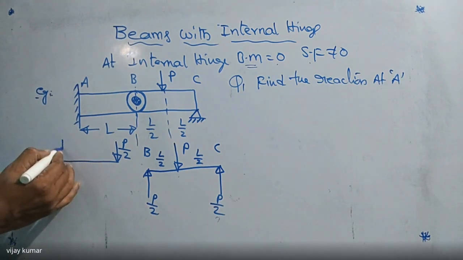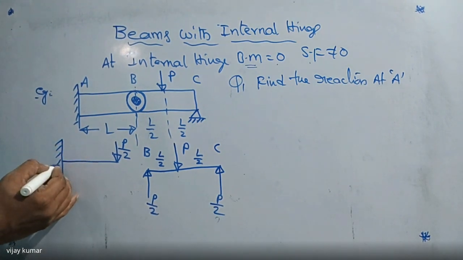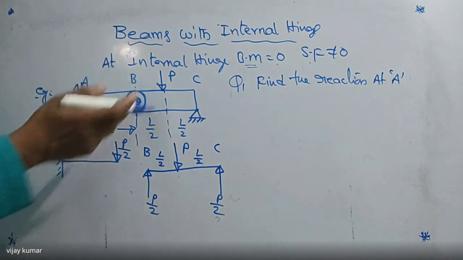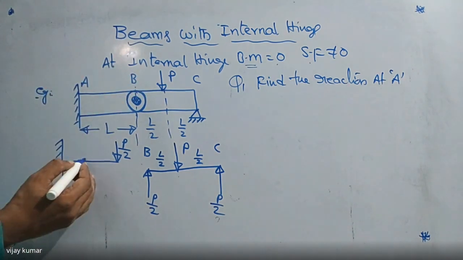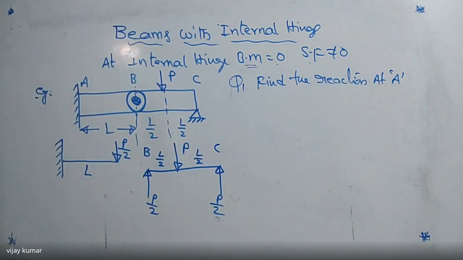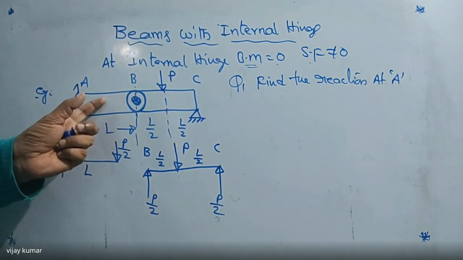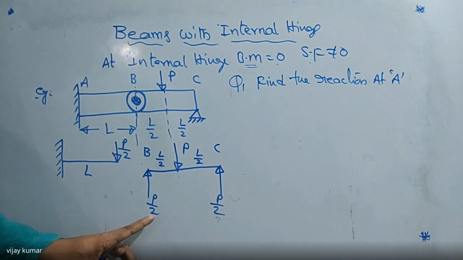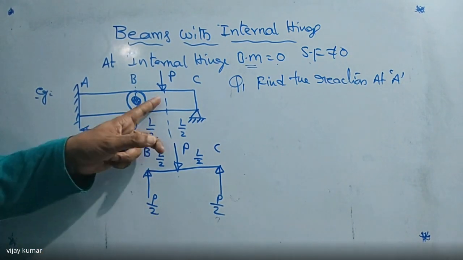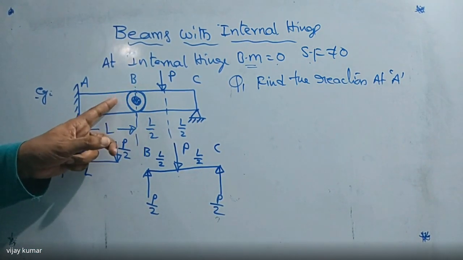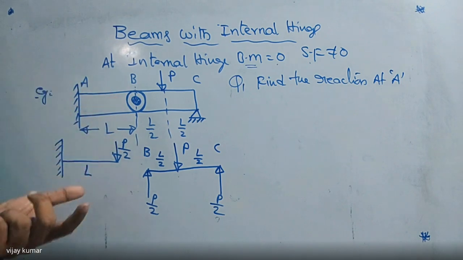So this is the free body diagram of this AB. What is this length here? L. So here, due to this hinge, this bar applies some force on this bar, which is equal to P by 2. And this bar also applies some force on this bar equal to P by 2. How is it P by 2?